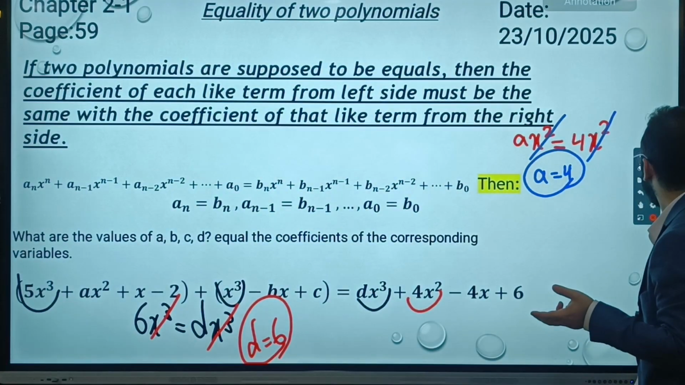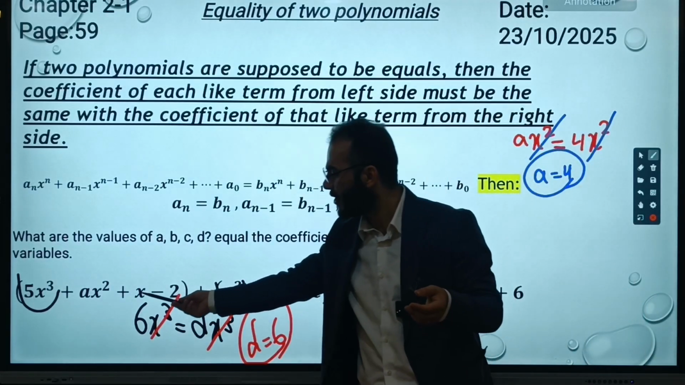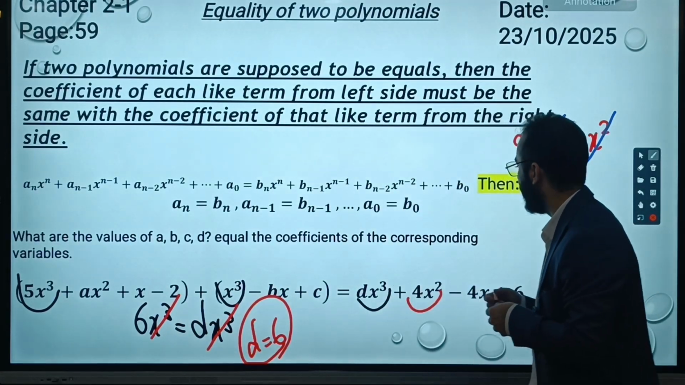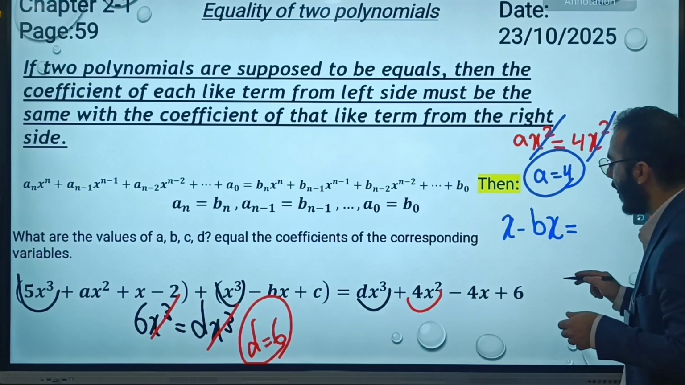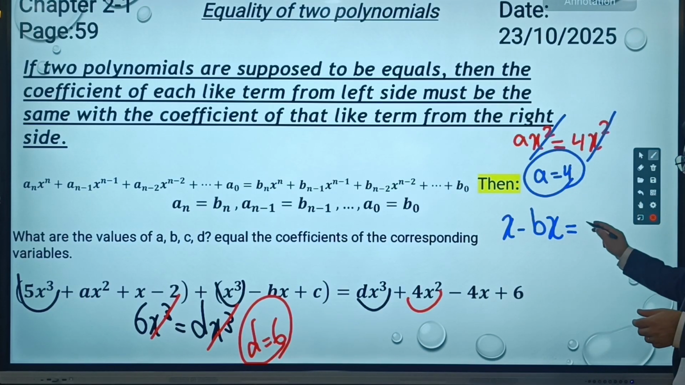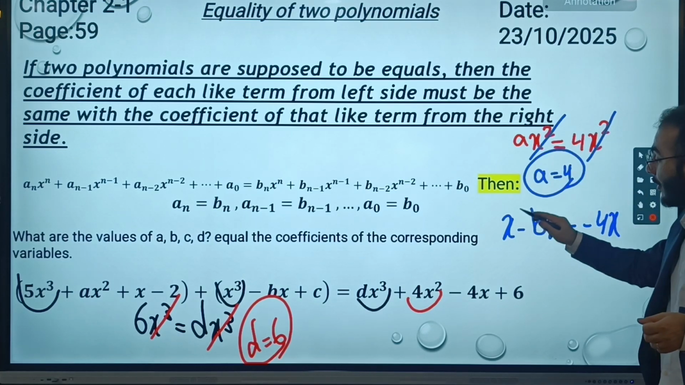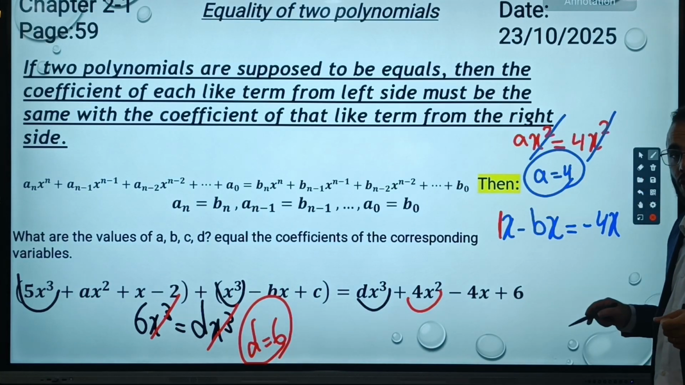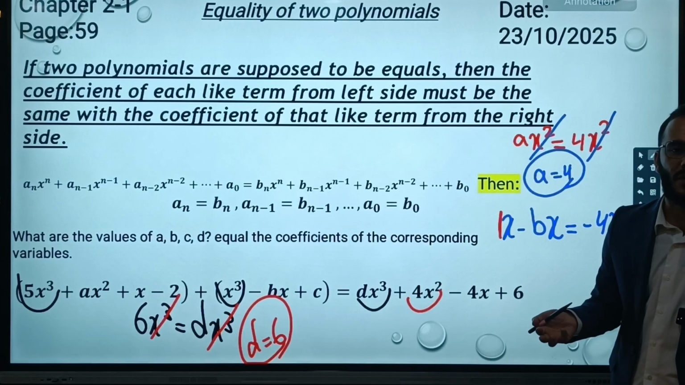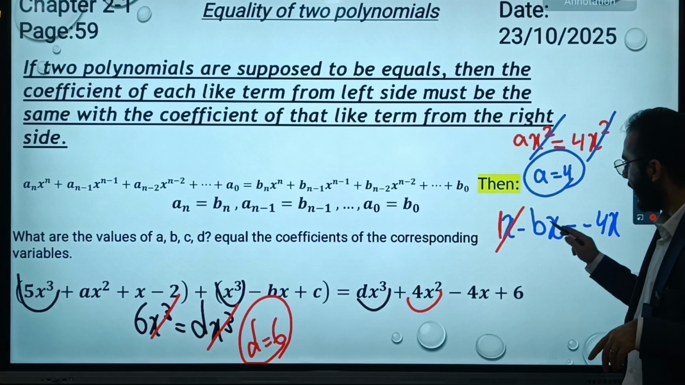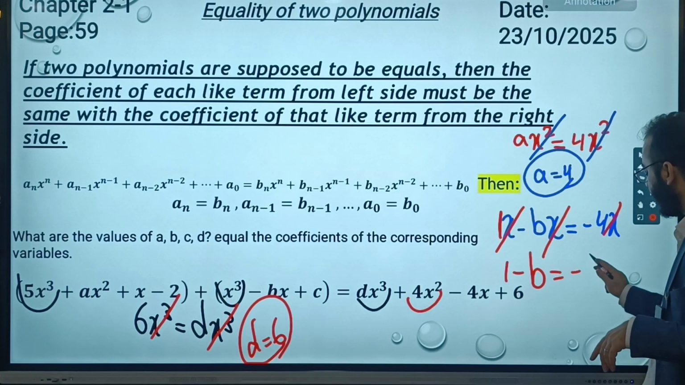The next one is x. We have got x here, and we have negative bx here. So let's add them: x minus bx equals, from the right side, negative 4x. So the x's cancel each other. Remember there is a coefficient of 1 here. Some students cancel x and feel like there is nothing left, but in fact there is a 1. So cancel the x's and we see 1 minus b equals negative 4.